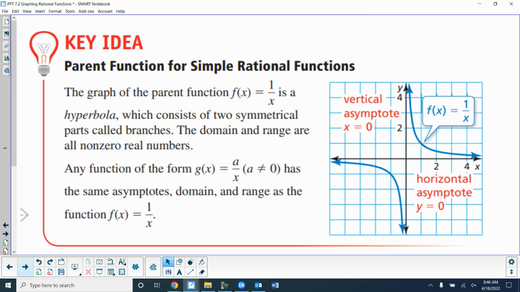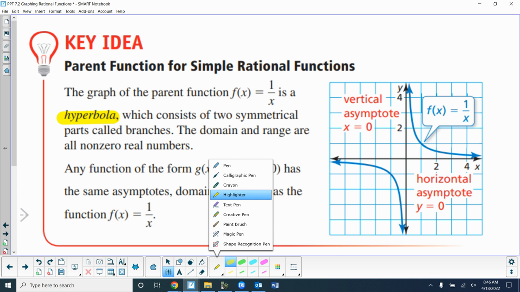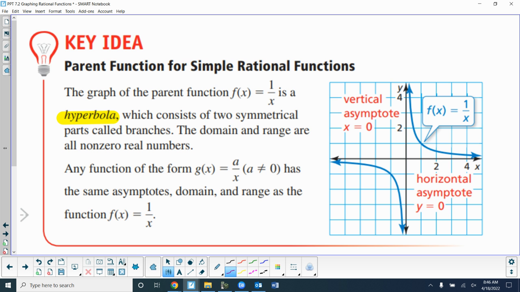All right, so again, parent function was f of x equals 1 over x for simple rational functions. It's called a hyperbola. All right, we said that already. But it's hyperbola. It's got 2 symmetrical parts called branches. The domain and range are all non-zero real numbers. Okay? For that. So any function of that form, a over x, like 1 over x, has the same asymptotes, domain and range, as this one, the parent one. Okay?